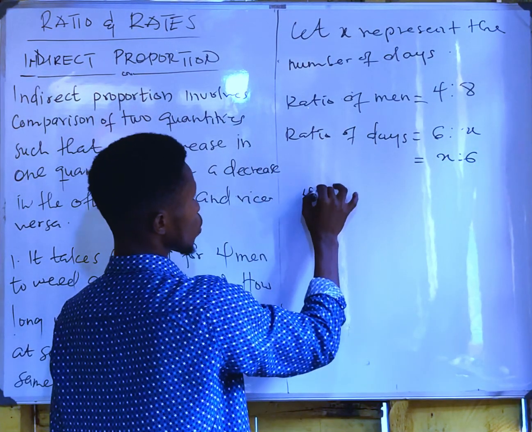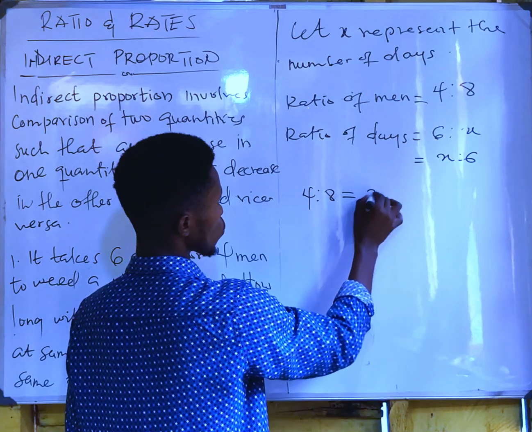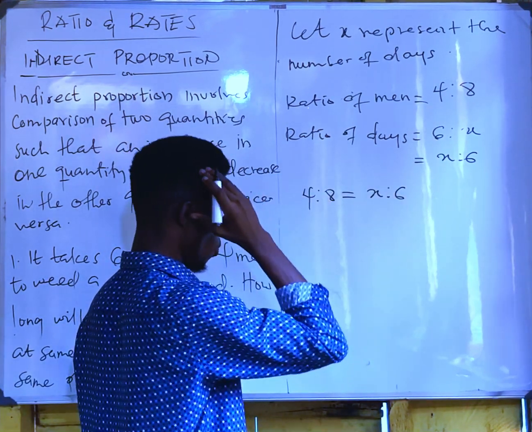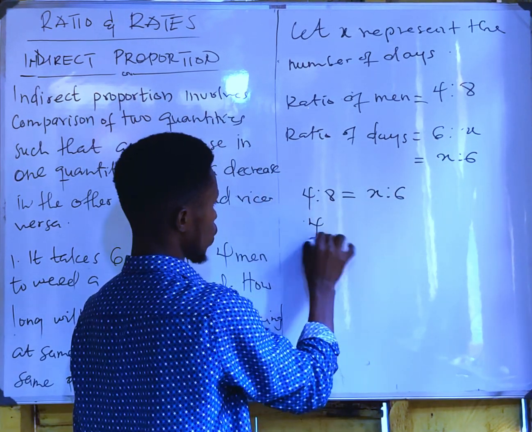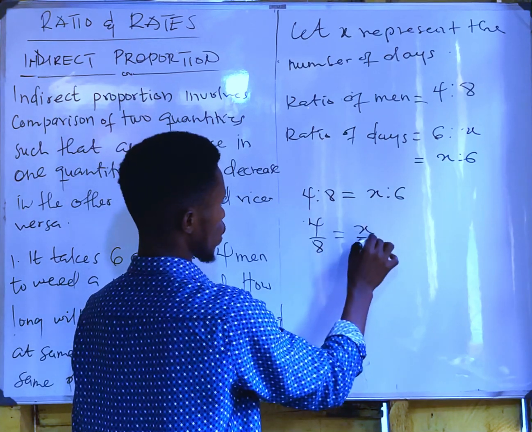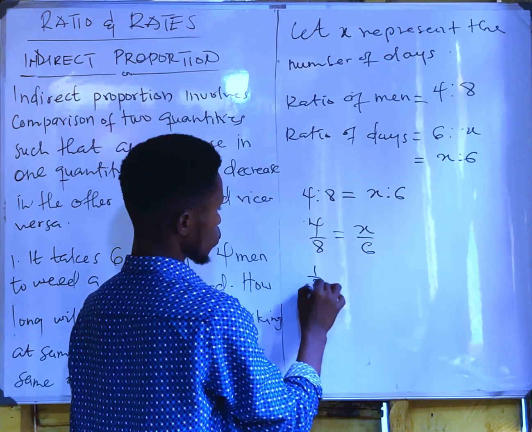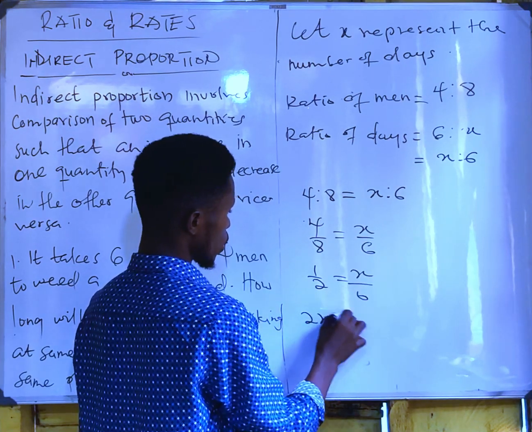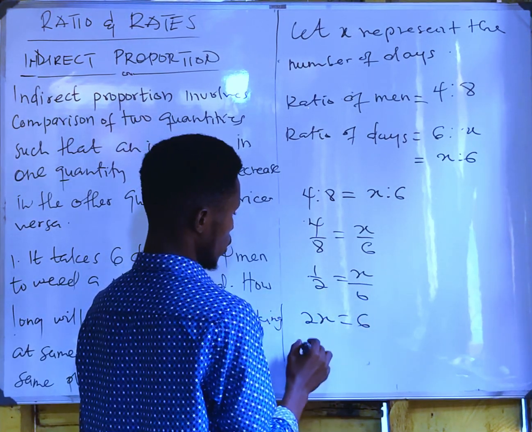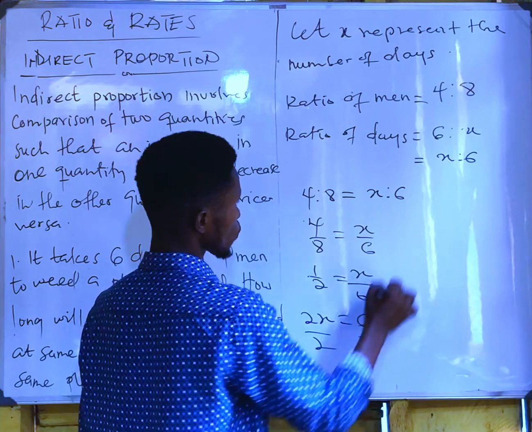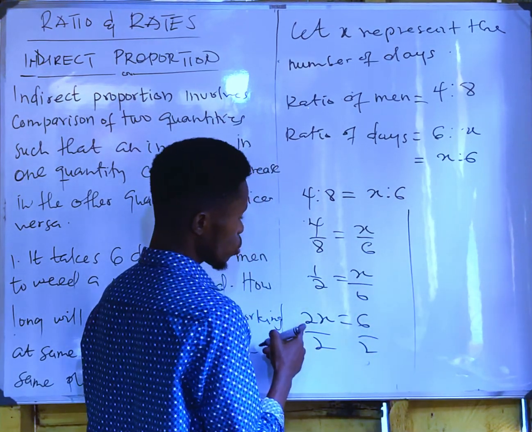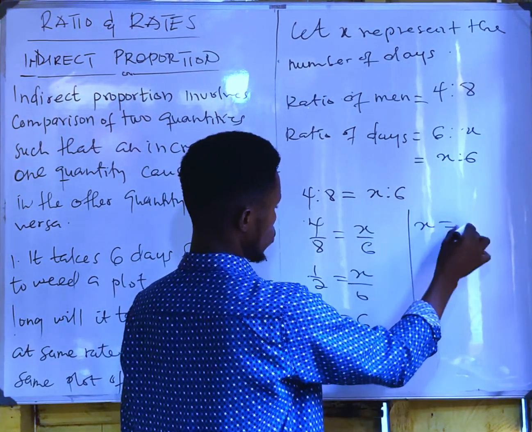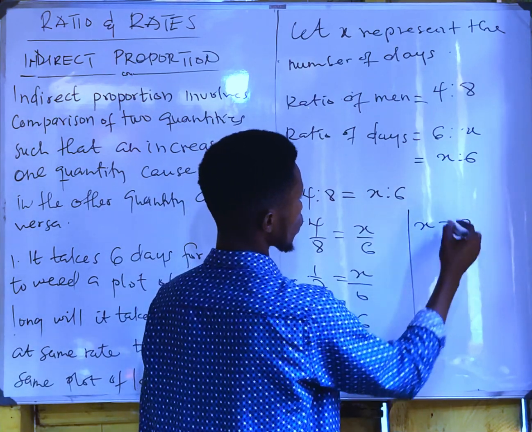So this is going to be 4 is to 8 equals x is to 6. The idea of proportion. So that I have 4 over 8 equals x over 6. 4 over 8 is the same as 1 over 2 equals x over 6. 2 times x is what? 2x equals 1 times 6, which is 6. Divide both sides by 2. 2 going into 2, 1. So we have x equals 2 going into 6, 3.